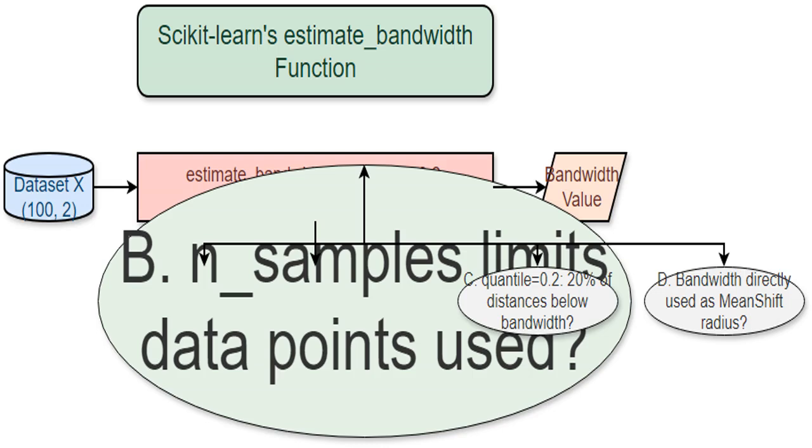The quantile parameter, set to 0.2, or 20%, means I want the function to pick a bandwidth so that 20% of the distances between all pairs of data points are smaller than that bandwidth. So, if there are a large number of data points and it is set to 0.2, it selects a bandwidth so that 20% of pairwise distances lie below this value.